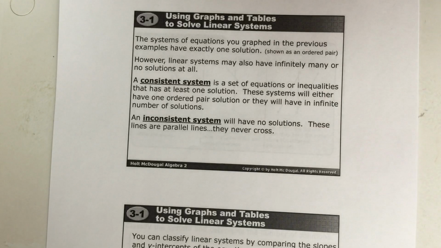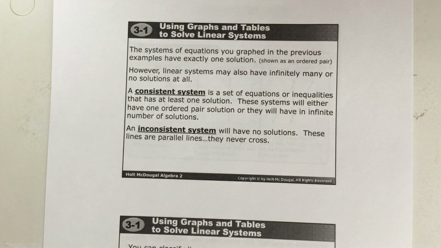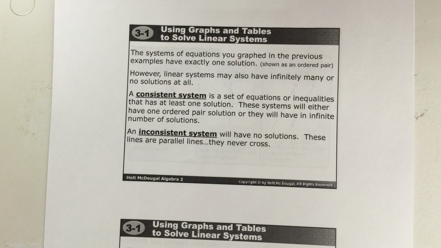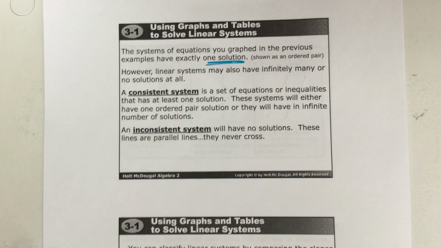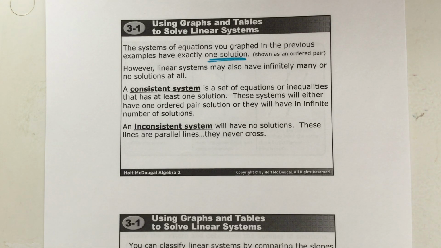Now let's see what they want us to do. Whoa, okay. The systems of equations you graphed in the previous examples have exactly one solution. What that means is that you do have an intersection point. When you have one solution, your solution is going to be an ordered pair because it is a location on a coordinate plane where the two lines cross.